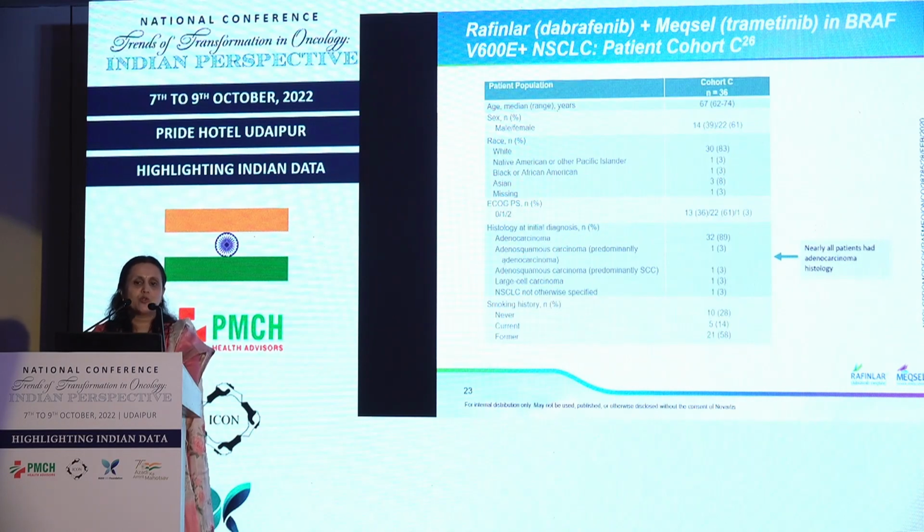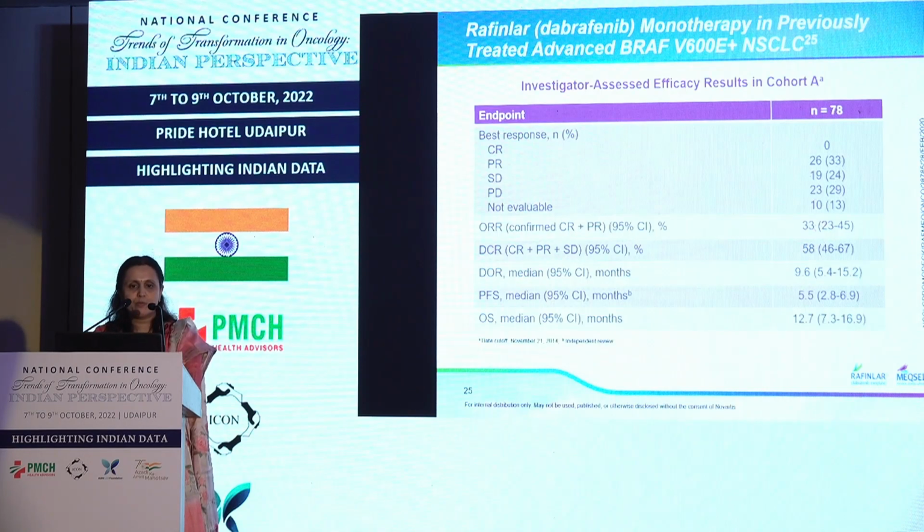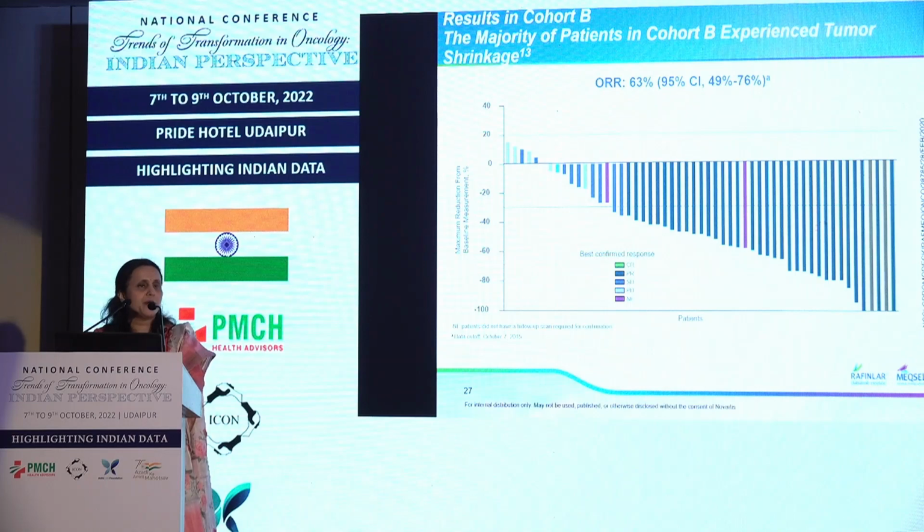Now coming to cohort C, these were treatment naive patients. They were being given BRAF directed therapy first line, and all these patients had adenocarcinoma histology. And as we discussed the primary endpoint, this is again showing the trial features. So now this is the assessment for cohort A. I'll show the comparative slide directly.